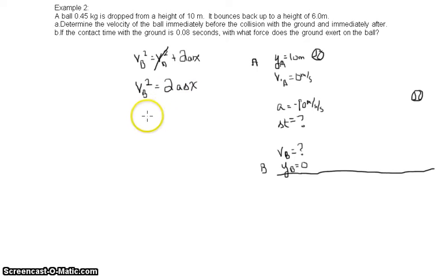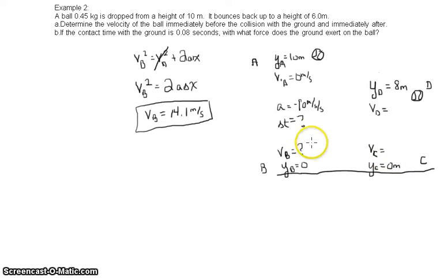If we take the square root of both sides, we find the velocity at B, when we substitute in 2a and delta x. Now keep in mind, a is negative, and delta x is final minus initial, so 0 minus 10 will also be negative. So it turns out you're going to take the square root of a positive value, not a negative value. That will equal 14.1 meters per second. Yeah, that's the velocity right before it hits the ground.